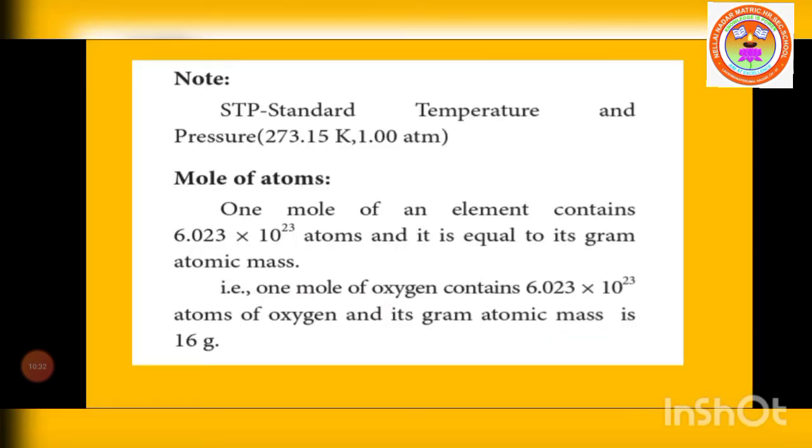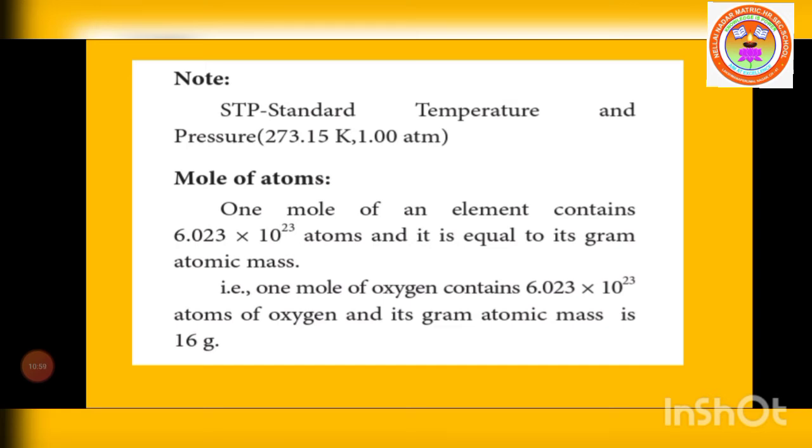So already I explained to you gas, standard temperature and pressure. So what is the temperature? 273.15 Kelvin. What is the pressure? 1 atmospheric pressure. So gas is calculated at 273.15 Kelvin and 1 atmospheric pressure, and these conditions are called standard temperature and pressure, STP.